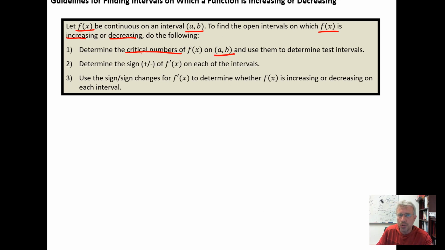Establish open intervals using those critical numbers. Then look at the derivative. On each of the open intervals you find, determine whether the derivative is positive or negative. If the derivative is positive on an open interval, the function f of x is increasing. If the derivative of a function is negative, then the function itself is decreasing. So we use those sign changes of the derivative to determine whether our function is an increasing or decreasing function on a given interval.